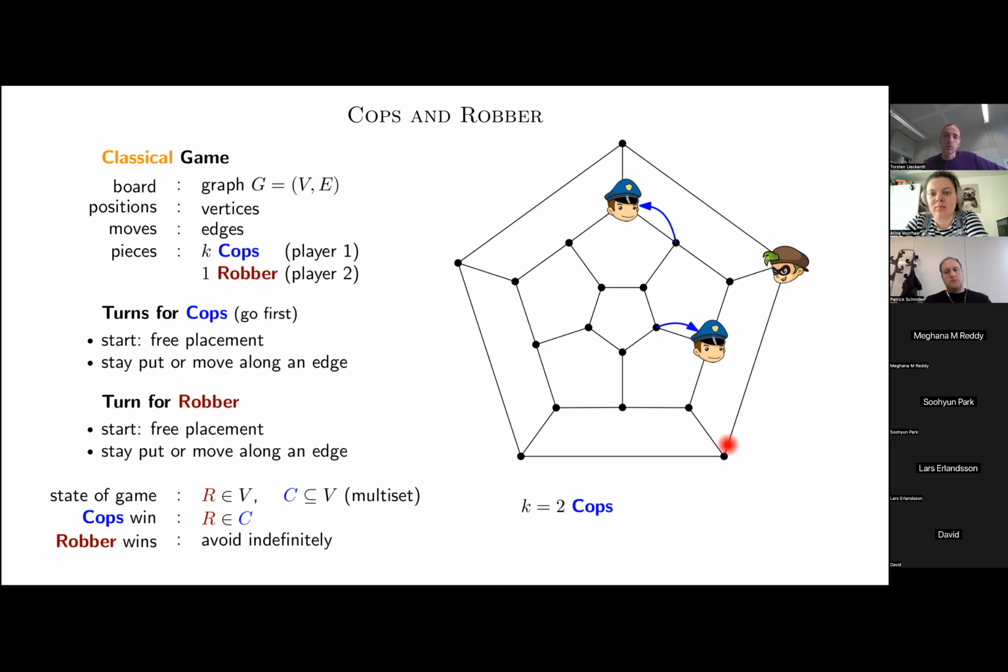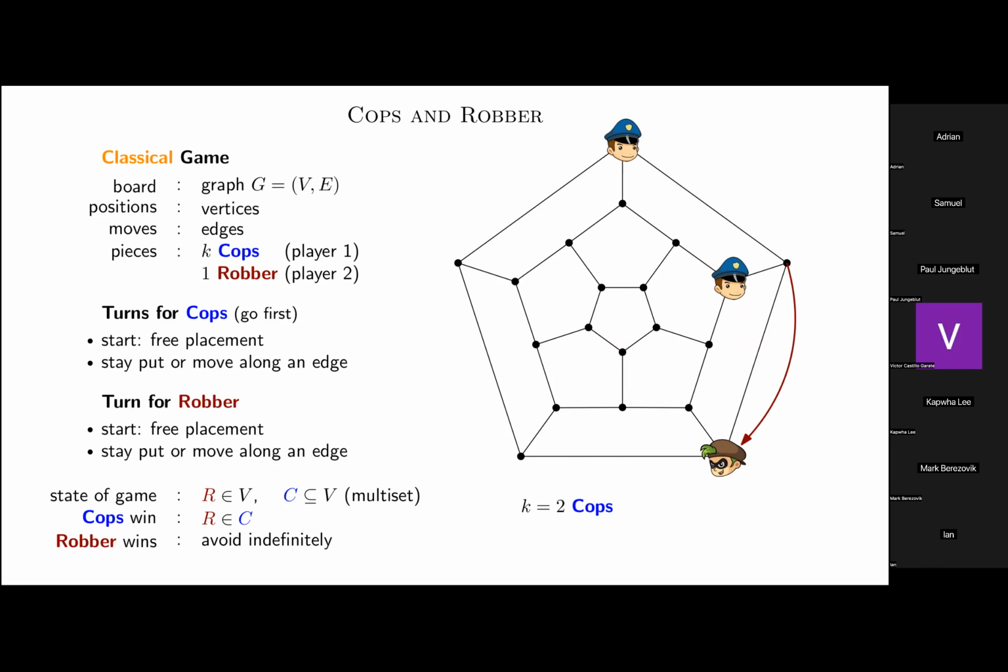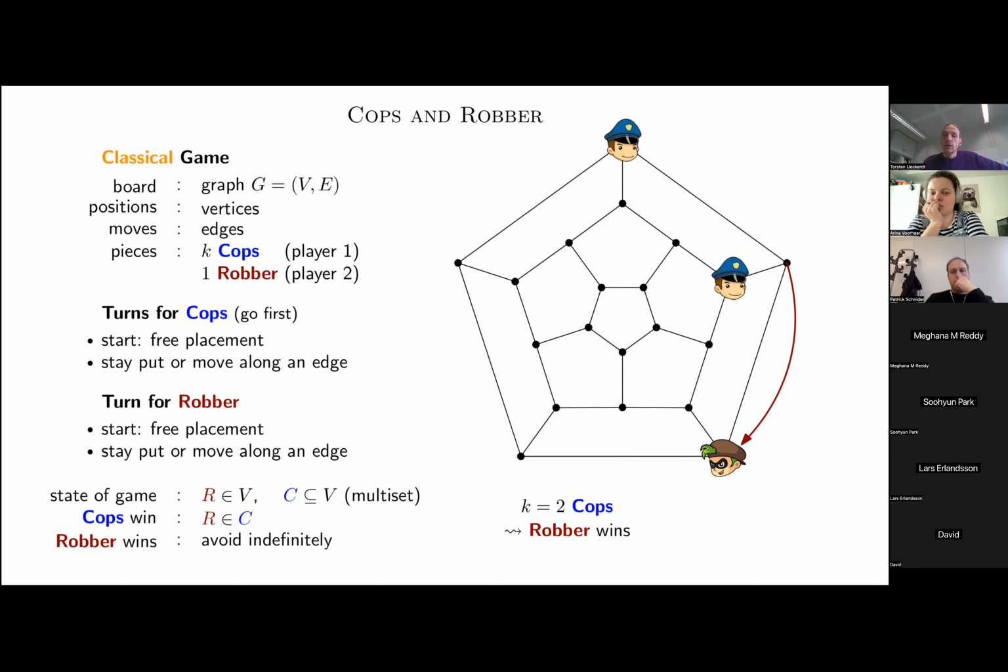If he goes here, he's not caught. But actually, he can also decide to just stay there because he's not threatened immediately. So maybe he decides to just stay there. So cops make a move, robber escapes. And in fact, in this particular graph, you can show, this was by far no proof, it was just an example, but you can show that the robber can actually evade being captured indefinitely. So this graph is a robber win graph, okay, against two cops.